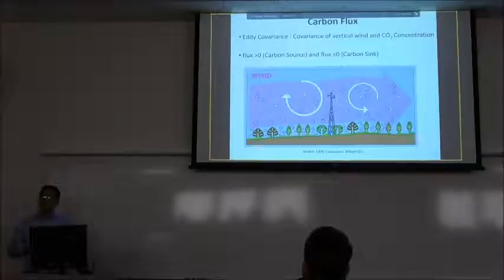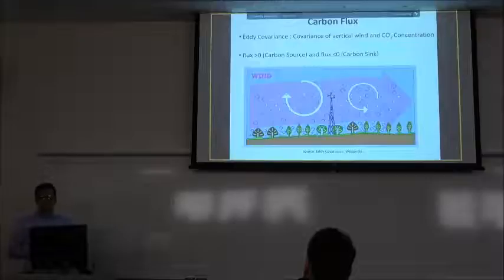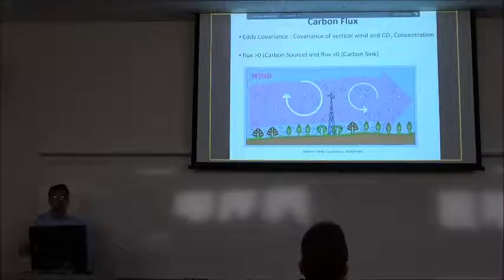And if there is flux of CO2 out from the system, if the flux is positive, then it is a carbon source, and if the flux is negative, or if there is more intake of carbon, then the community will serve as a carbon sink. So it will be interesting to know how these grassland communities behave as a carbon sink or source during the period of drought and wetting period.